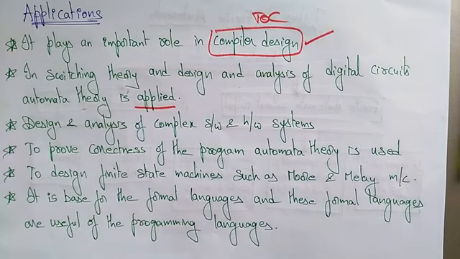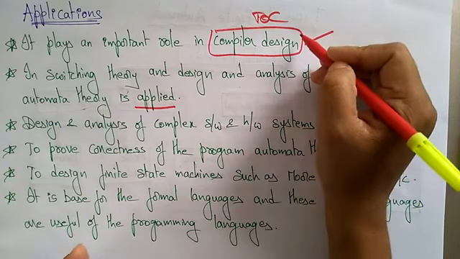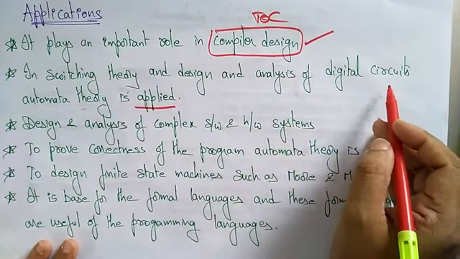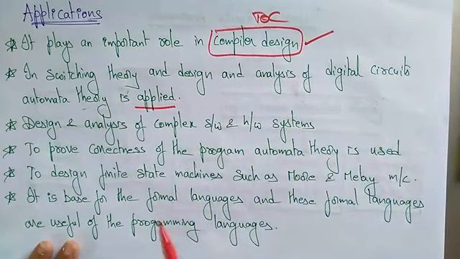You might have a doubt. We are studying symbols, transition diagrams, transition states and functions. Where do we use all those things? Is it necessary to learn this subject? It is very important to learn this subject because it plays an important role in compiler design, in switching theory, and in the design and analysis of digital circuits. Automata theory is very helpful there.